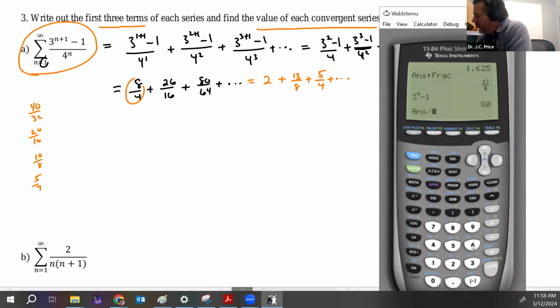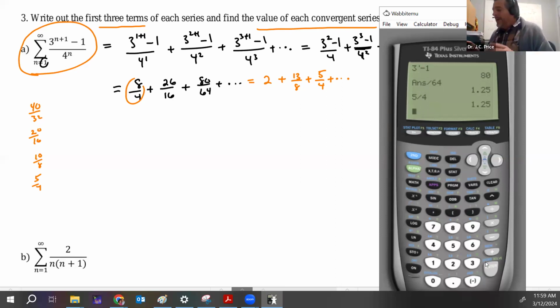Divided by 4 cubed. And 4 cubed is definitely 64. It looks like this, which is 5/4. My goodness, right? So that's definitely 5 divided by 4. So you can check that pretty quick too. Right, so it definitely works. So there you go. So there's the sum of the first 3 terms looks like that.